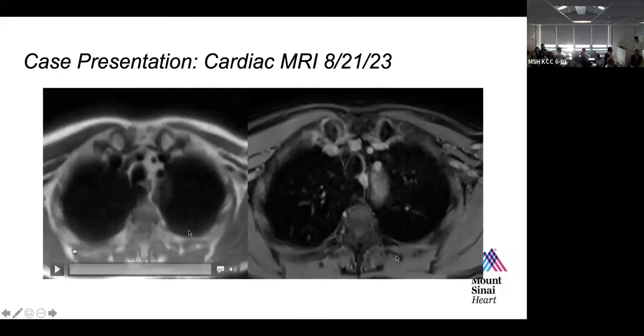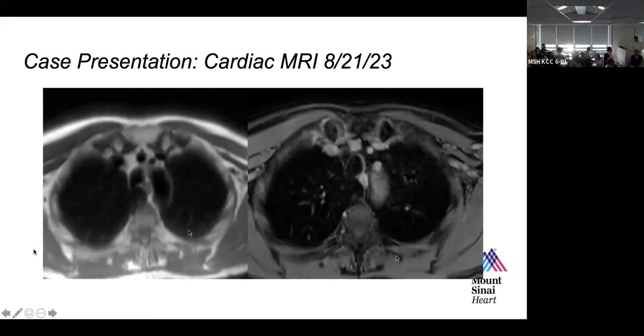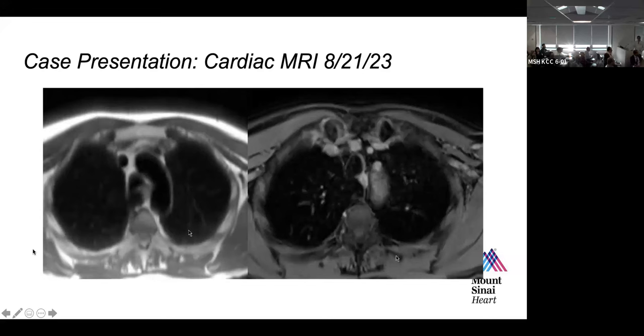Moving along. So on the left here, we have the black blood. And then here, we did a special sequence. It's kind of like an MR pulmonary vein protocol. So I'll play first the cine of the black blood, and then we can look at the other protocol as well. Hold on. Here we go.